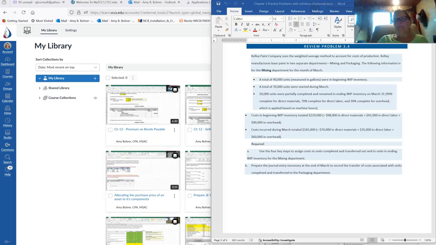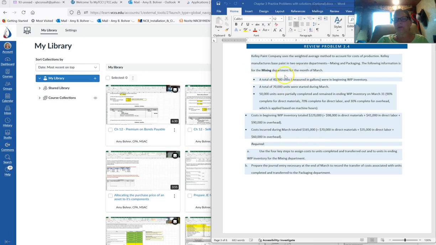Hello. I am going to be going over a process costing problem for us. And this is the problem here. It's Kelly Paint Company. They use the weighted average method for accounting for costs. And the manufacturers base paint in two separate departments, mixing and packing. The following information is for the mixing department.